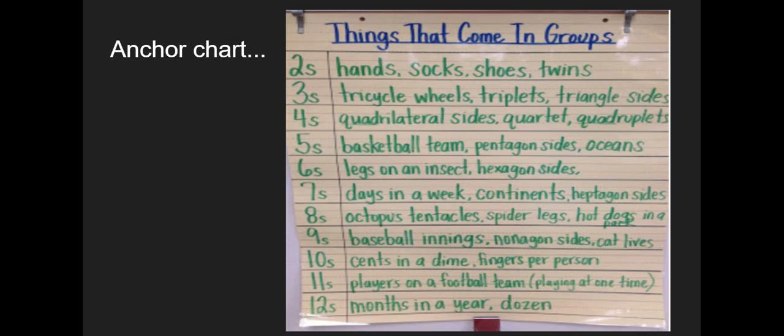So that's the tricky thing about things that come in groups is, if I take one hot dog bun out of the hot dog bag, then I only have 7. But it didn't come that way. We want to think about how things normally come.